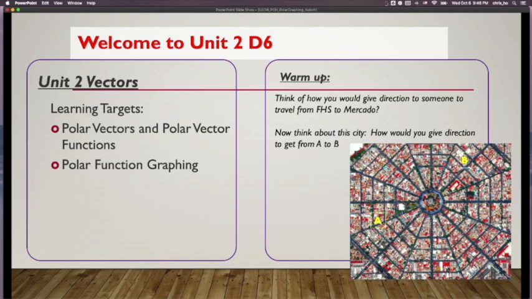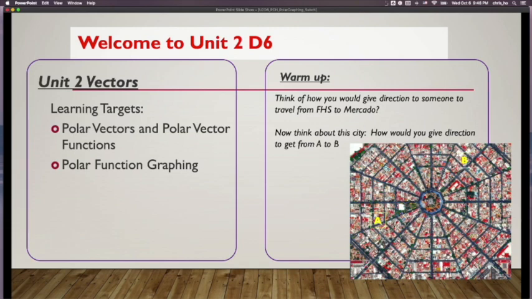Now here's a different situation. This turns out to be an actual real city, and let's say you start from point A, which is somewhat to the left of the center of the city, and you want to go to point B, which is on the upper right side of the city. How would you give directions to that person?